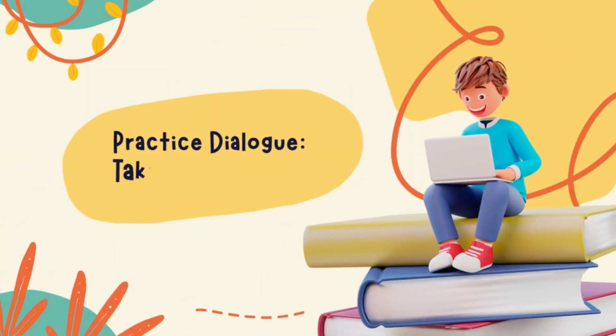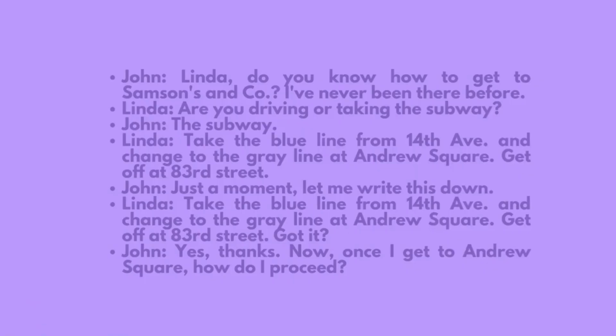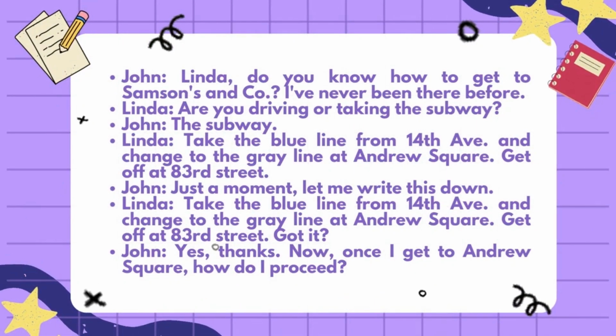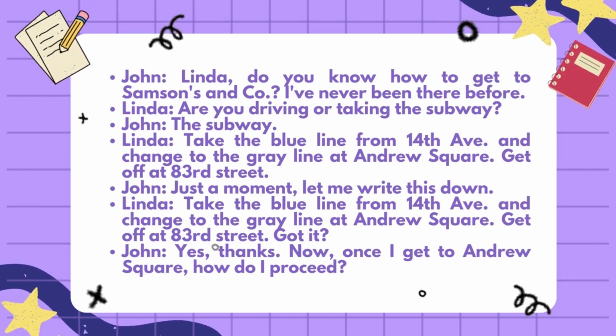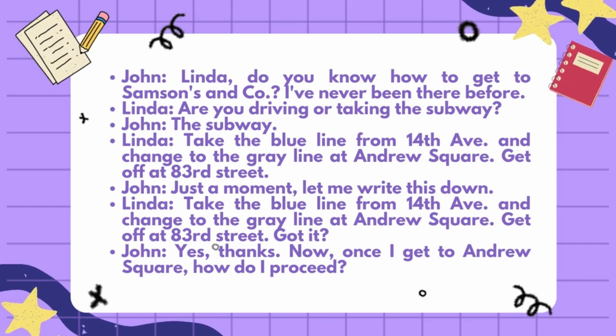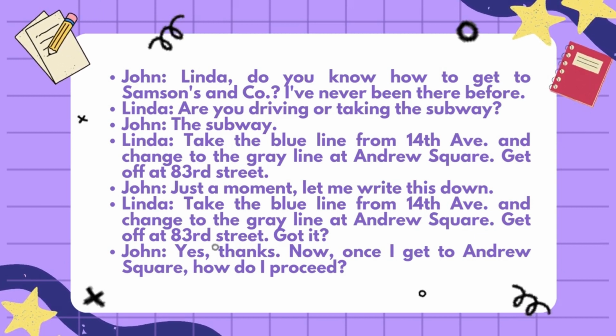Practice dialogue. Taking the subway. Linda, do you know how to get to Samson's and Company? I've never been there before. Are you driving or taking the subway? The subway. Take the blue line from 14th Avenue and change to the gray line at Andrew Square. Get off at 83rd Street. Just a moment, let me write this down. Take the blue line from 14th Avenue and change to the gray line at Andrew Square. Get off at 83rd Street.